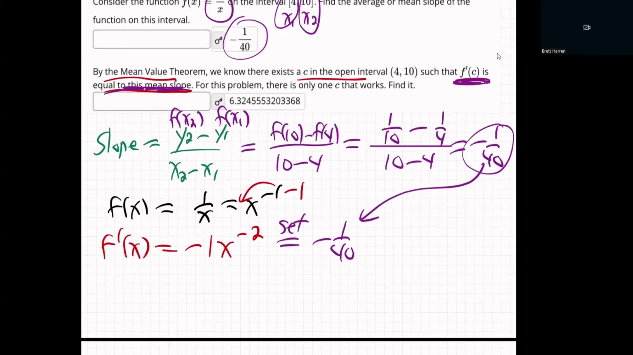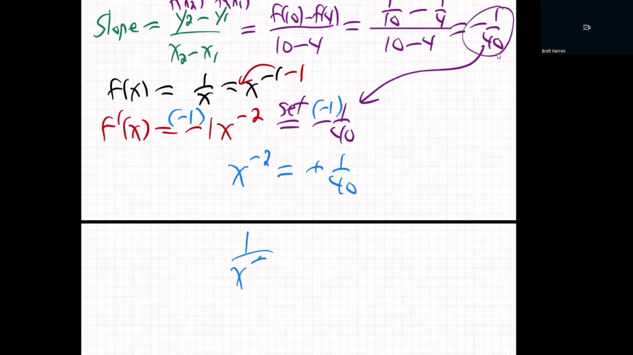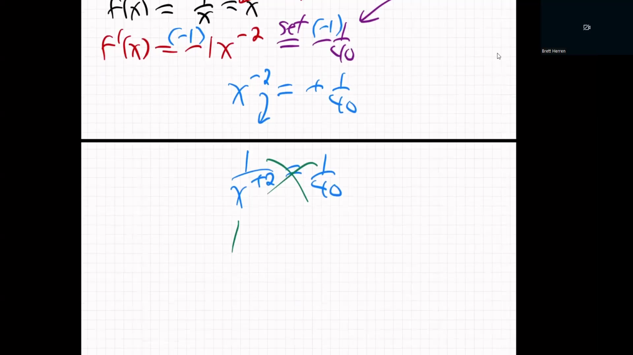Okay, so where's that happen? Well, first thing we could do is multiply both sides by -1. So then we just get x to the minus 2 is positive 1/40th. That is 1 over x to the positive 2 is 1/40th, right? Because negative powers jump to the bottom. And then you could just diagonal cross multiply. 1 times 40 is 1 times x squared, meaning x squared is 40.